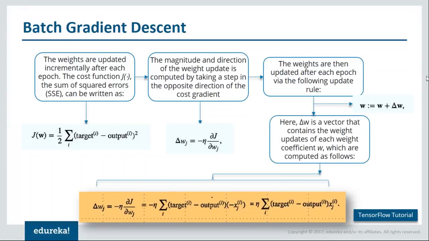Now let me simplify this equation for you. When we are calculating delta Wj, which is equal to minus the learning rate times delta J by delta Wj, or the rate of change of error with respect to that particular variable, we put in the values of J, then find the derivative, and we get the equation: learning rate times the summation of target i minus output i, that means the actual output minus the model output, times xj of i, which is nothing but your input.